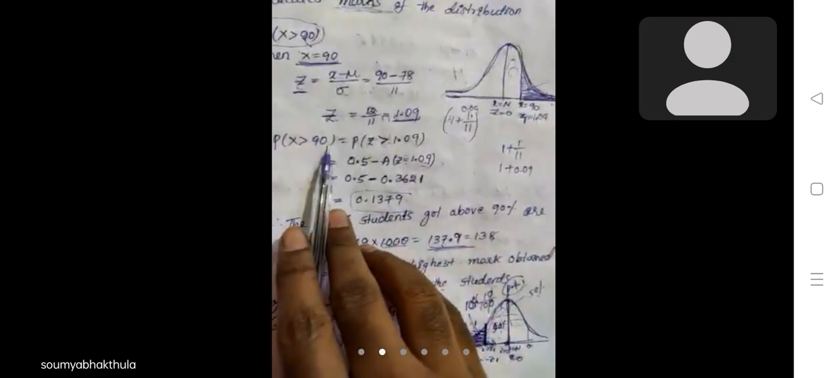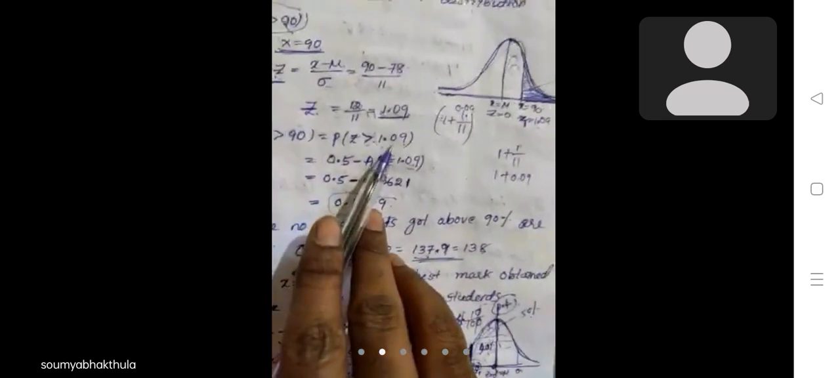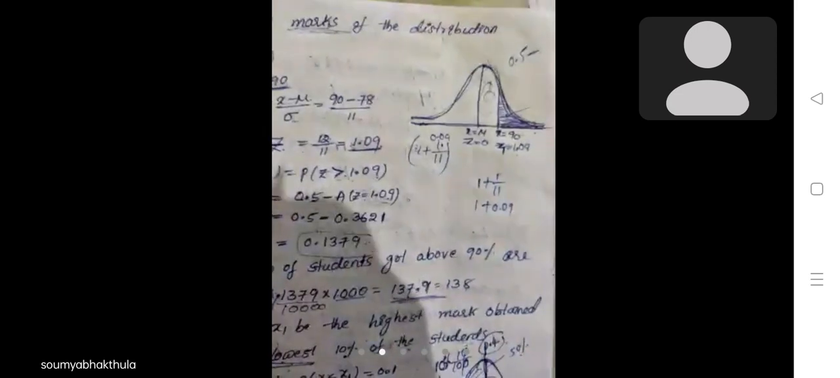So this is the question. This is the shaded region. You have to find probability of x greater than 90. I am converting this in terms of z. That is probability of z greater than 1.09. So if you remove from 50%, that is 0.5 minus this region, the area of z equals 1.09.